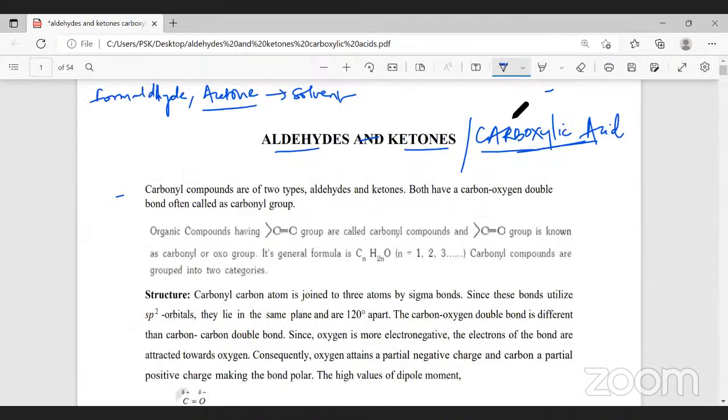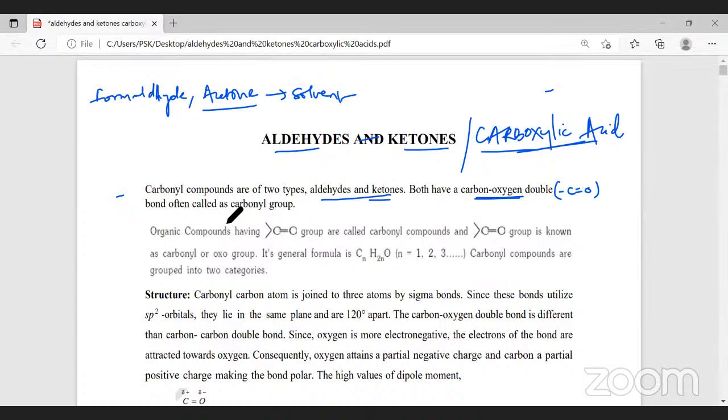Now, carbonyl compounds are of two types, basically aldehydes and ketones. Both have a carbon-oxygen double bond, and they are often called carbonyl groups. Organic compounds having a C double bond O group are called carbonyl compounds. This group is known as carbonyl, also called oxo group. So C double bond O is also called the oxo group. The general formula of an aldehyde or ketone is CnH2nO.